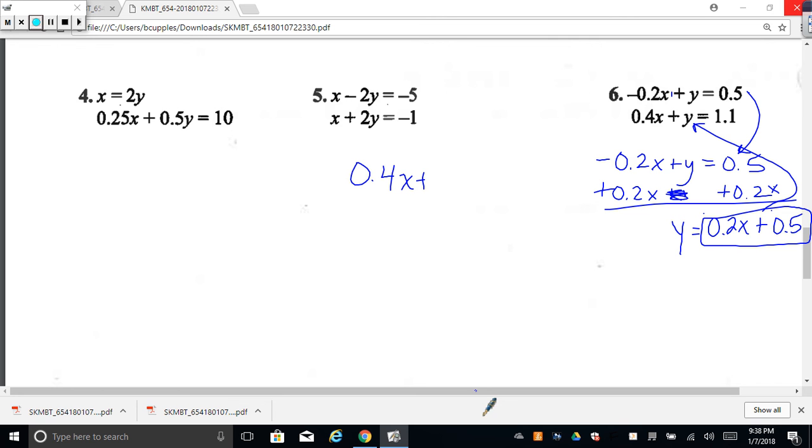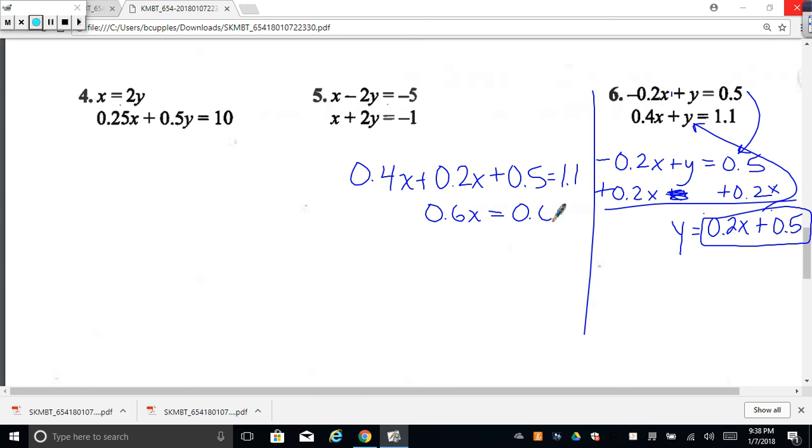So if I write that out, I get 0.4x plus 0.2x plus 0.5 is equal to 1.1. Now again, this is a real simple equation. We just want to combine our like terms. 0.6x, 4 and 2 make 6. I'm going to go ahead and subtract 0.5 from both sides. That gives me 0.6. Beautiful again. Divide by 0.6. I get x is equal to 1.